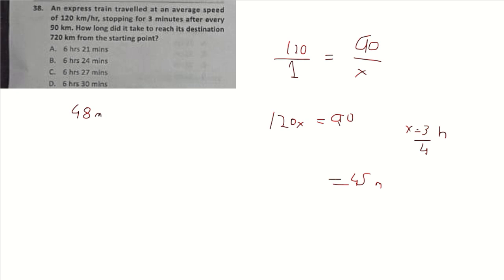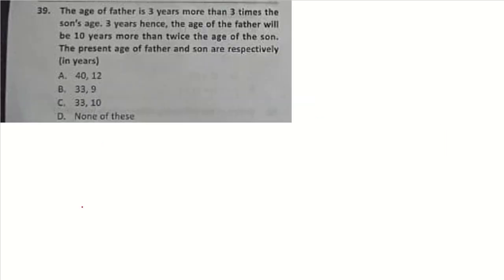And 720 kilometers is equal to 8 batches of these 90 kilometers, which takes 8 into 48 minutes. That will be equal to 384 minutes. 384 minutes is equal to 6 hours and 24 minutes, option B.